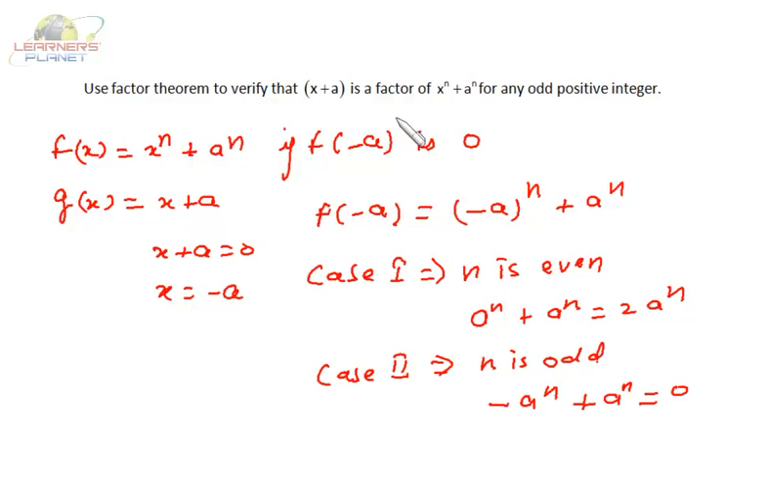Here in this question, we are provided with the information that we have to find out it for any odd positive integer. That means n is an odd positive integer. So in that case, x plus a will definitely be a factor of x raised to n plus a raised to n. Okay, which we have established over here. So I hope you are clear.